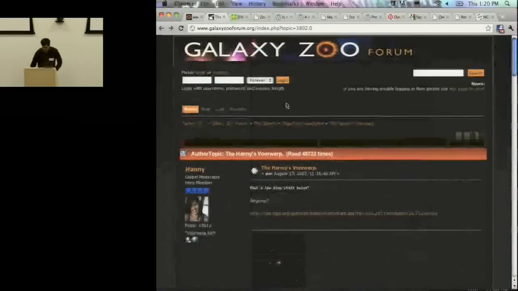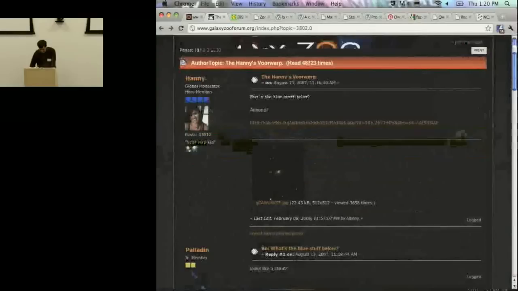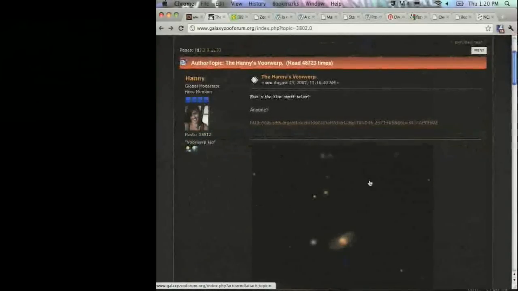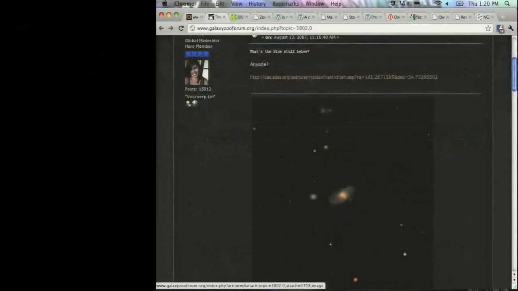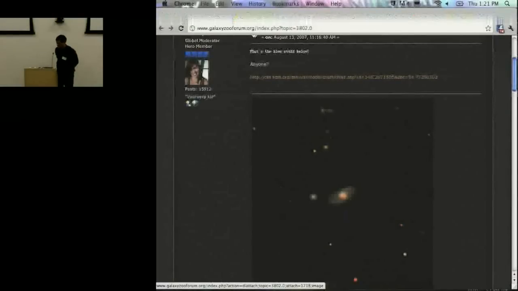Here's another example of a similar discovery. This is a Dutch school teacher named Hanny van Arkel up there on the left. She's one of the Galaxy Zoo participants. She was looking at galaxies one day, looking at this galaxy, and she noticed, you can just see here, there's a faint glimmer of blue on this image. So she had the presence of mind to post to the forum and say, what is this blue gas cloud below?